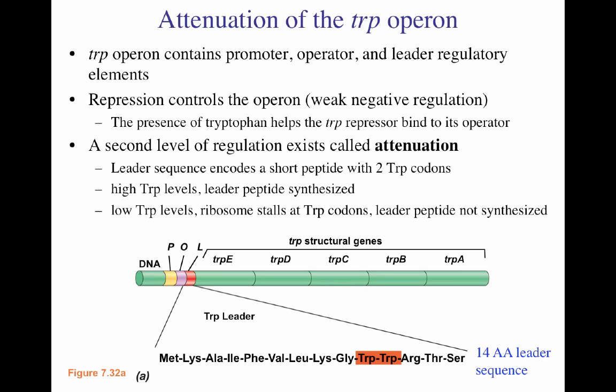So let's take a look at a fourth different way in which certain operons are controlled, and that is the process of attenuation.